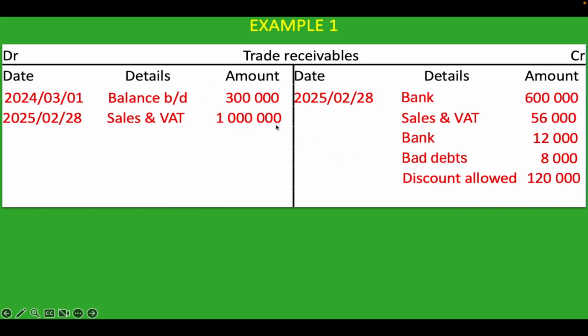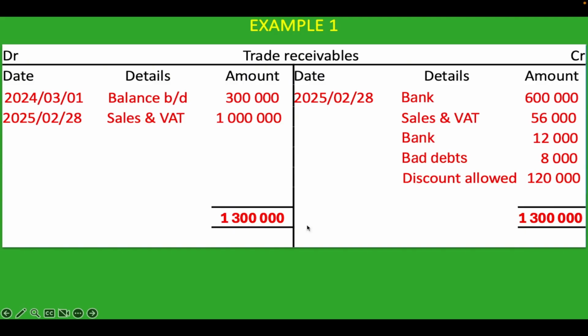We've got 1 million rand and 300,000 rand. So that's 1.3 million rand. And you can see here on the credit, the biggest amount is 600,000 rand and the 120,000 rand. So it doesn't even get to a million. So since we know that the debit side is bigger, we're going to put the 1.3 million rand on both sides. So let's do that. 1.3 million rand on the debit, 1.3 million rand on the credit side.